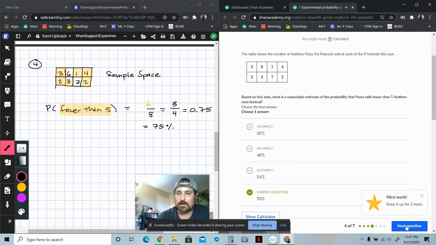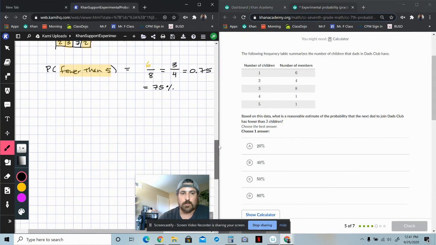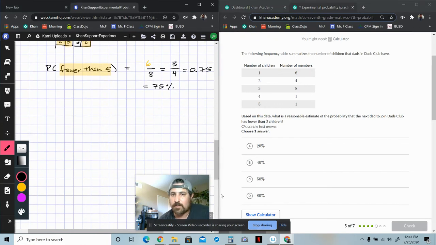All right, next question. Let's go through the next one here. The following frequency table summarizes the number of children that dads in Dad's Club have. Okay, sounds good. Let's first write our sample space out. This is question 5. And so we have our sample space that we're going to work with. That's the collection of all possible outcomes.